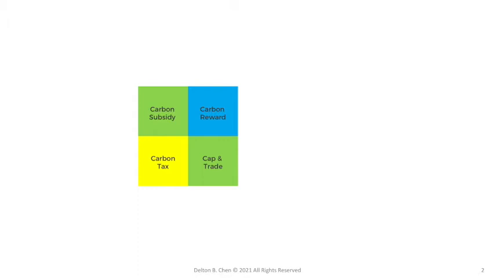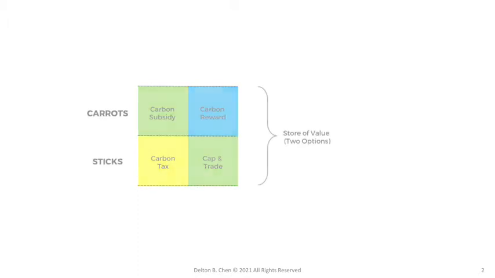In this short 7-minute presentation, I will introduce some key concepts behind the carbon pricing matrix and the new climate policy. Let's start by describing the carbon pricing matrix. It is structured around 2 rows and 2 columns. The 2 rows are denoted as carrots and sticks. Carrots and sticks are the 2 key options for the store of value of the instruments that are used to create these market-based policies. Carrots represent positive incentives and sticks represent negative incentives.